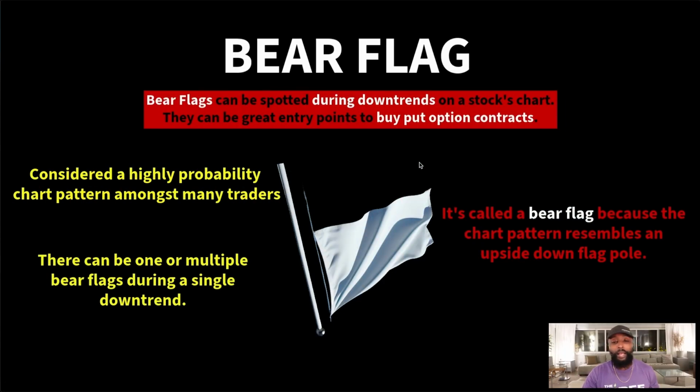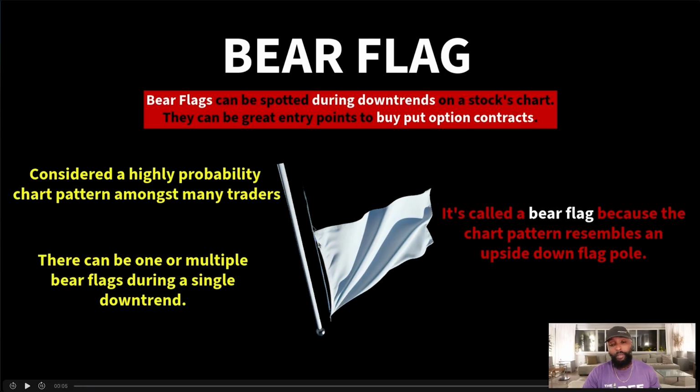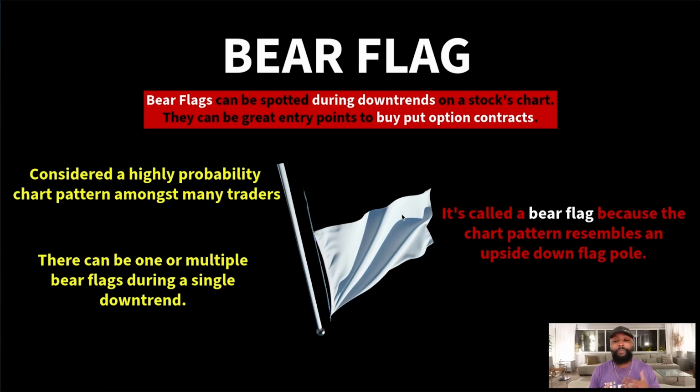Now for a bear flag, it's just the opposite. You spot bear flags during a strong downtrend. We have a flag here, but it's upside down. That's because the pole now is resembling a downtrend and the flag is resembling a pullback. So again, these are high probability setups, and we look to get into put option contracts when we see a bear flag forming. And also, there can be multiple bear flags during a downtrend.